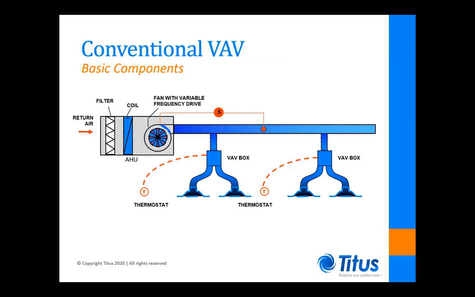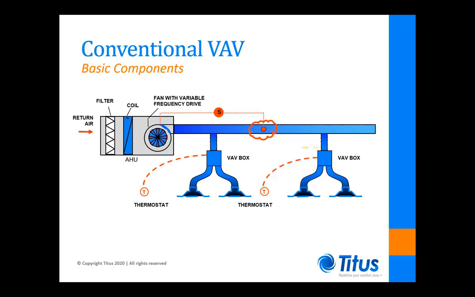This slide shows the basic components of a conventional VAV system. The air handling unit is typically fitted with a variable frequency drive, which adjusts the speed of the fan blower. System pressure increases when the VAV boxes start to close in response to lower room loads. The static pressure sensor detects a pressure change, and the fan speed is reduced to maintain a constant pressure, which saves fan energy.